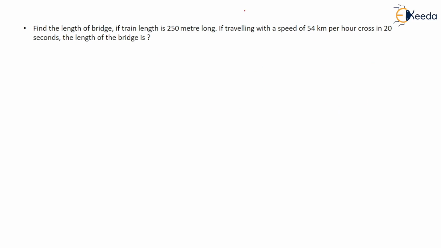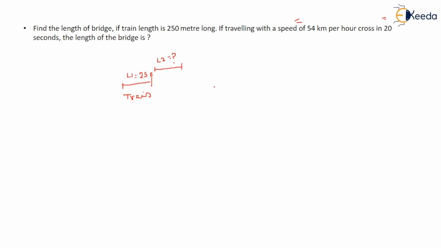Next question. Okay, now you can see, find the length of the bridge if the train is 250-meter long, traveling with a speed of 54 kilometer per hour, and crosses in 20 seconds. I told you this type also comes in your examination. This is the length of your train, let's suppose L1. This is the length of your bridge, it is L2. You have to calculate the length of the bridge. You know the length of the train, that is 250 meter, right? The speed at which it is traveling, and in how many seconds it is covering? 20 seconds.